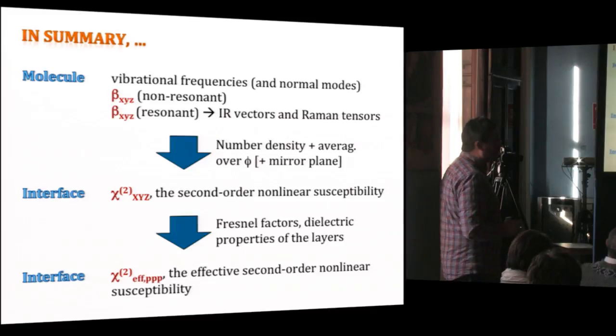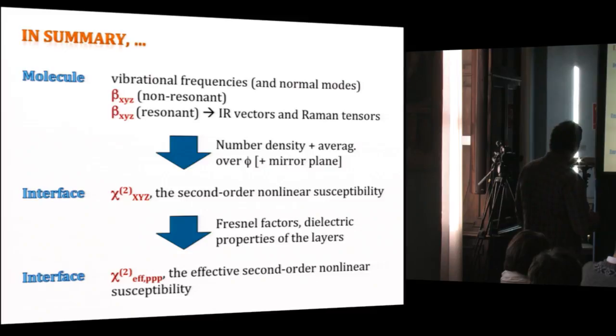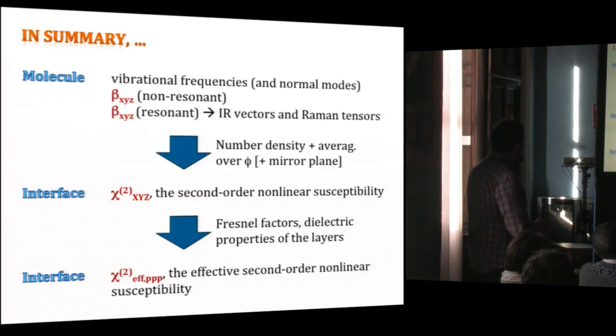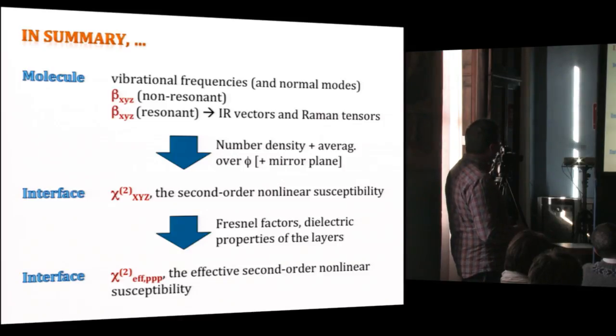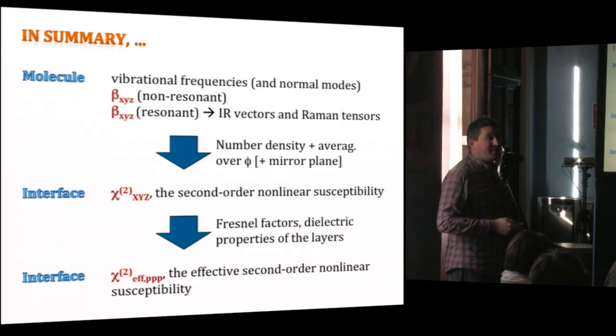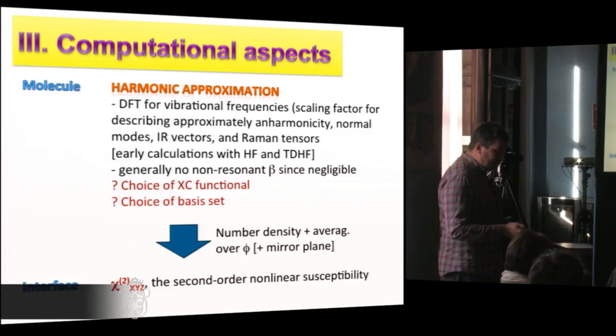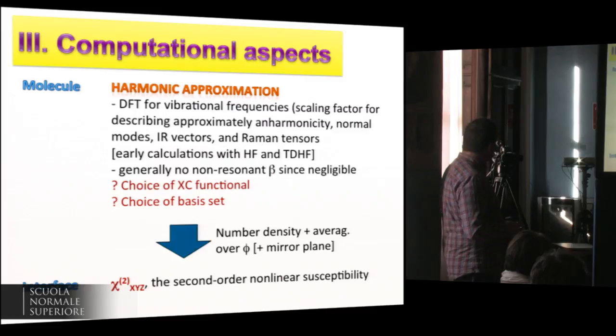Okay, so in summary, the first thing to do consists in calculating the vibrational frequencies, the infrared vectors and Raman tensor. So in this case, you have the resonant beta. You might include a non-resonant beta. Then you do averaging. You get chi2 of the interface, and by considering the Fresnel factors, you end up with the effective chi2, and then you can simulate your spectra and do some interpretation of experimental data.